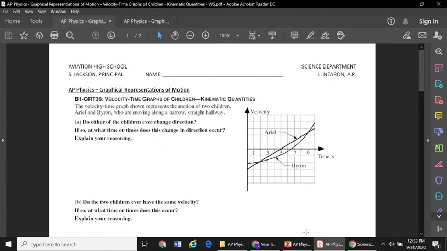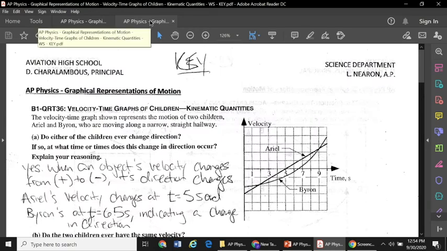Okay, so the first question, part A, asked, do either of the children ever change direction? If so, at what time or times does this change in direction occur? Explain your reasoning. The most important thing to remember about this one is that the graph is a graph of velocity versus time. And an object's direction of travel is determined by the sign of the velocity. So the answer here is yes. When an object's velocity changes from positive to negative, its direction changes.